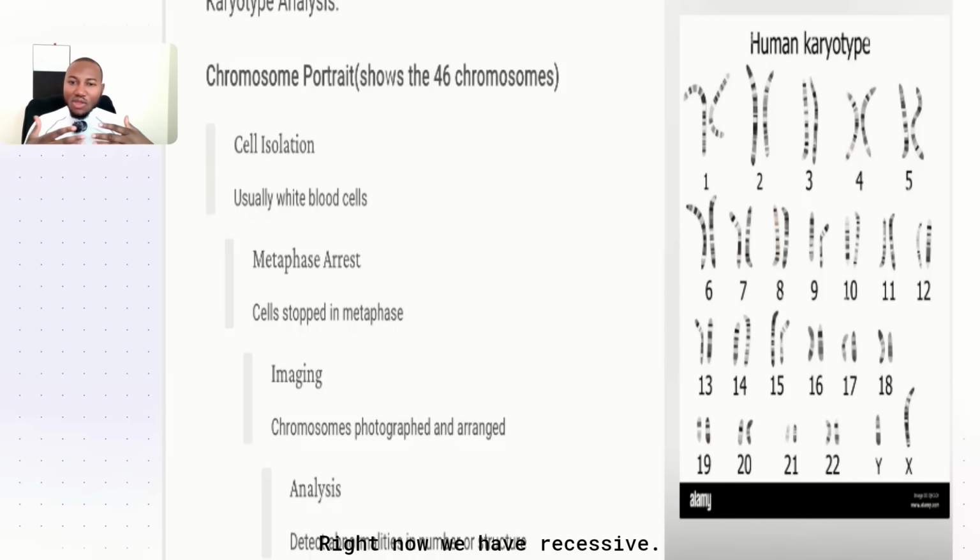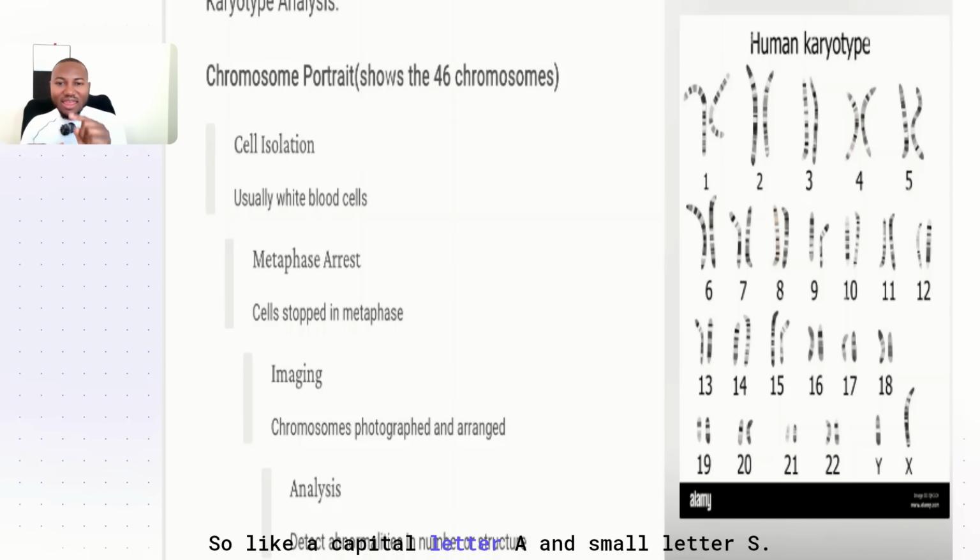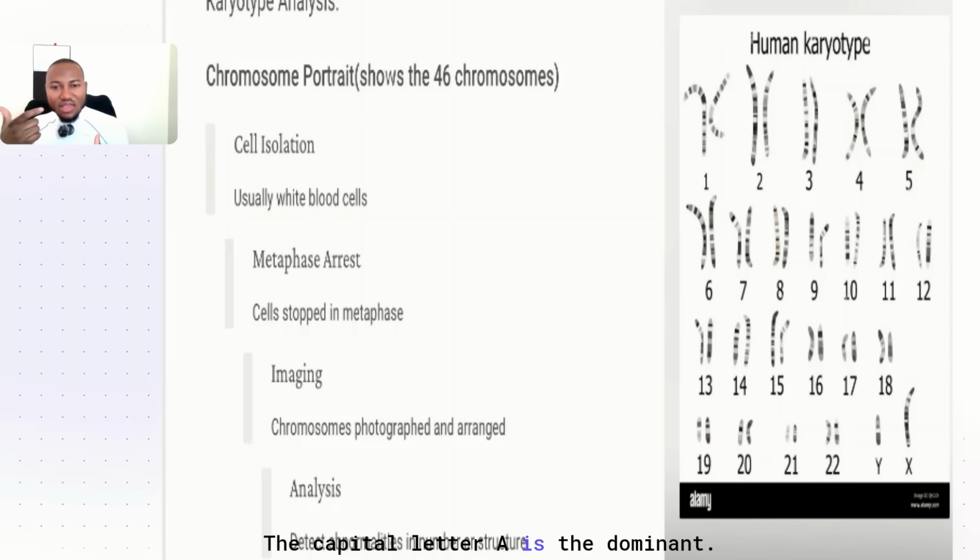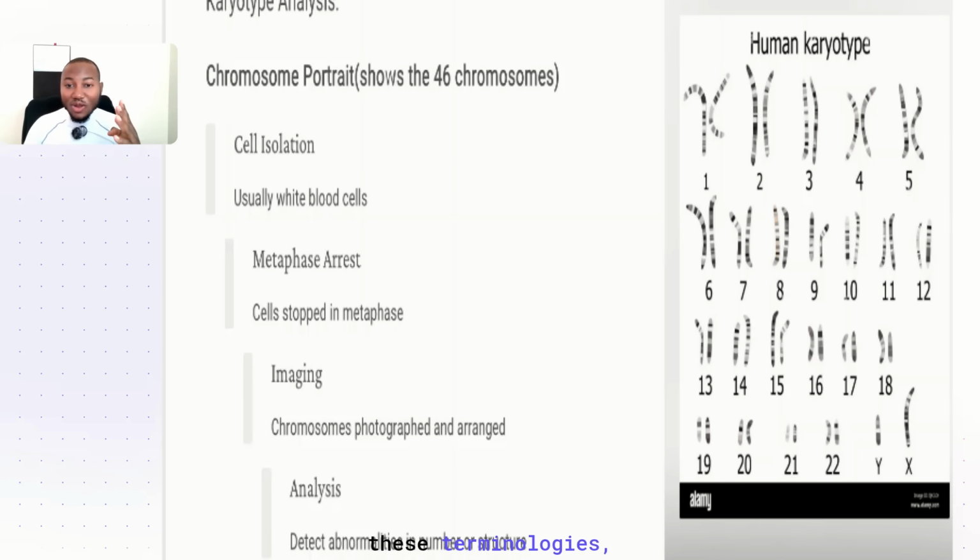Now we have recessive. Recessive is like when you have capital A and small a, or capital S and small s, or capital D and small d, the same letter. The recessive is the smaller one, the small letter. Dominant is the one in the capital letter. So like capital letter A and small letter a, the small letter a is the recessive. The capital letter A is the dominant. You have to know these terminologies.